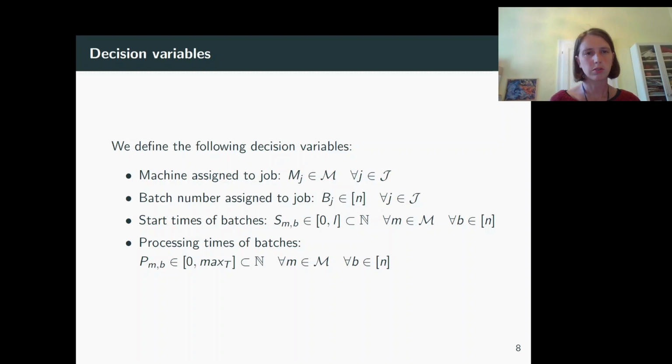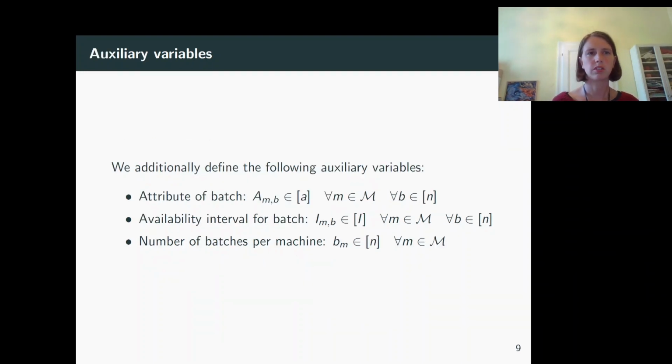Also, to formulate the constraints and the objective function, we need some auxiliary variables: the attribute of a batch, the availability interval for a batch, so every batch needs to be scheduled entirely within one availability interval on the machine it is assigned to, which we denote by I_B, and then the number of batches per machine, which we denote by B_m, which means that a batch with batch number higher than B_m on this machine necessarily is empty.